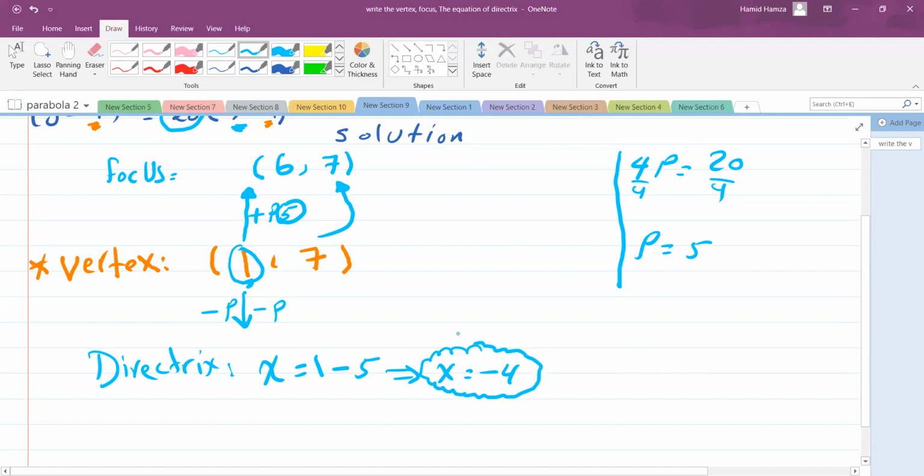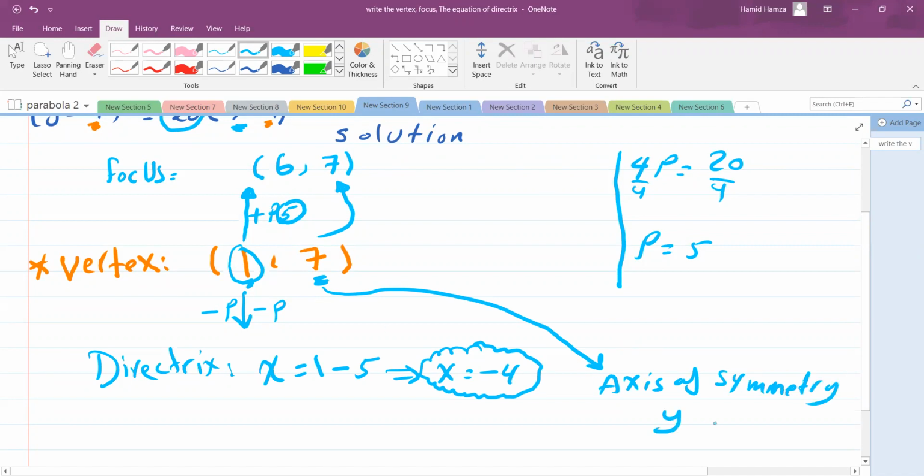The last part, the equation of the axis of symmetry. We work with this part always. This is the part which I didn't touch until now. So this is the axis of symmetry. It is in y, so y equals 7. So this is the analysis of the equation: how to find the vertex, focus, equation of the directrix, and the axis of symmetry equation.